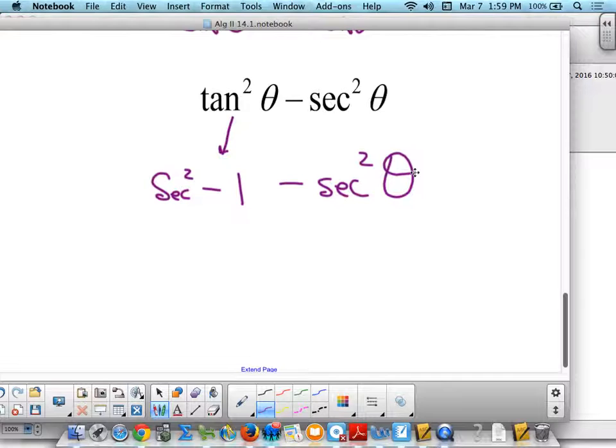Not 0. The secant squareds are going to cancel. Carlos, what's the answer? Negative 1. Negative 1 is the answer. Oh, we got it.